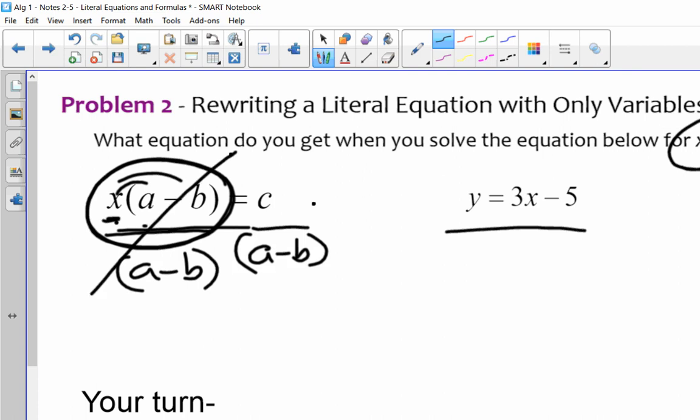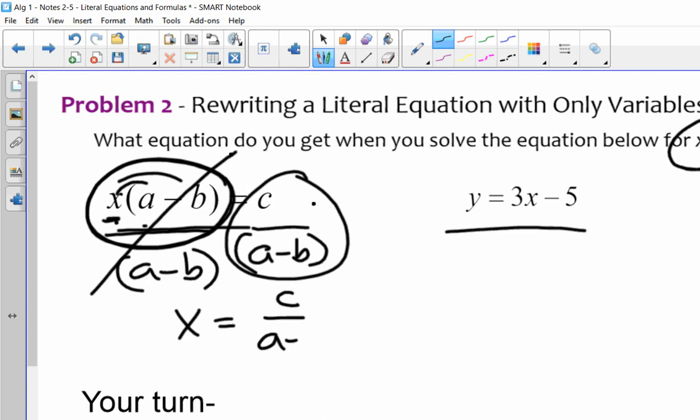I can get that all goes away. I'm left with X. Now over here, I can't divide that. I don't even know what C and A and B are, so there's no way I can know what it is, but I can show that C is being divided by A minus B. And that, guys, that's my answer. What do I do with that? I don't know. If I have some values for those, then I can get something. But right now, all I did was what I was asked to do: get X by itself. Okay?